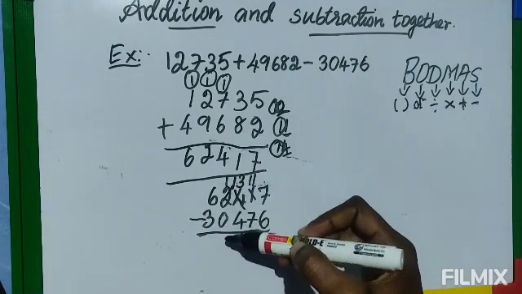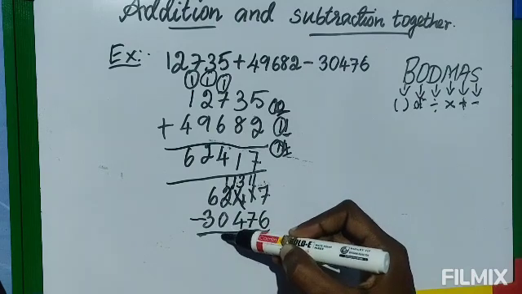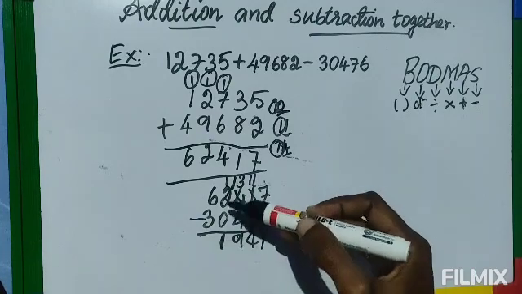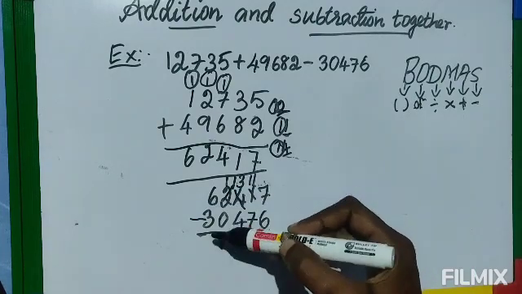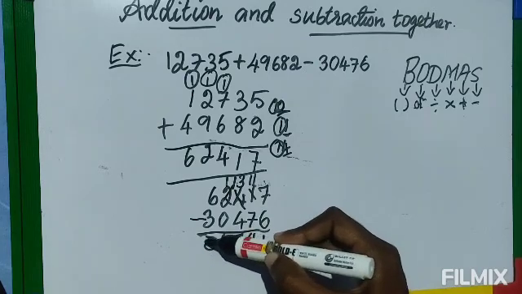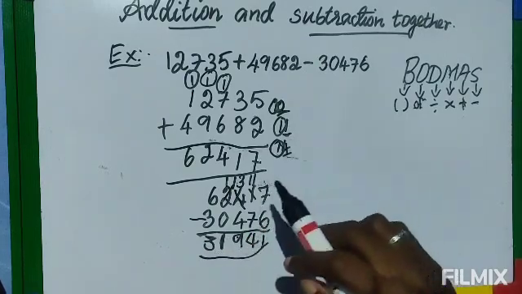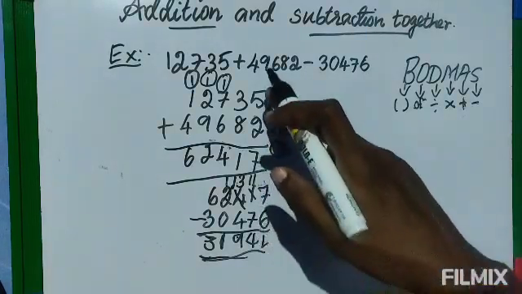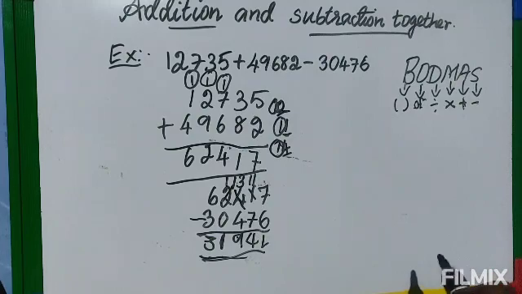Again 1 minus 0, 1. If you minus 0 from any number, the answer is the number itself, it is not 0. Okay, 1 minus 0, 1. Again 6 minus 3, 3. So this is the answer. You add, then you subtract. Okay, don't make a mistake.